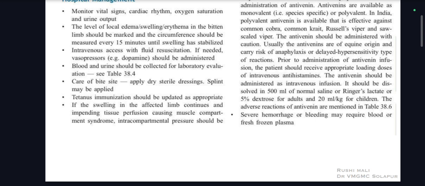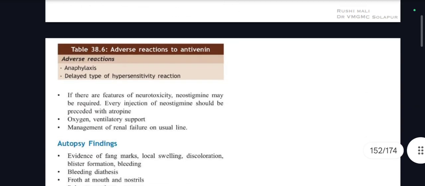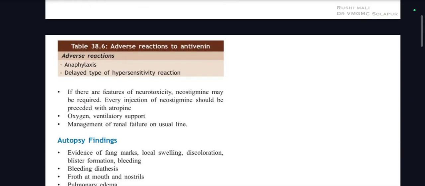The adverse reactions of antivenom are given in the table below. Severe hemorrhage or bleeding may require blood or fresh frozen plasma. So what adverse reactions are you going to observe in antivenom therapy? It is either anaphylaxis or delayed type of hypersensitivity reaction. In children, remember, you are going to give 20 ml per kg in solution.